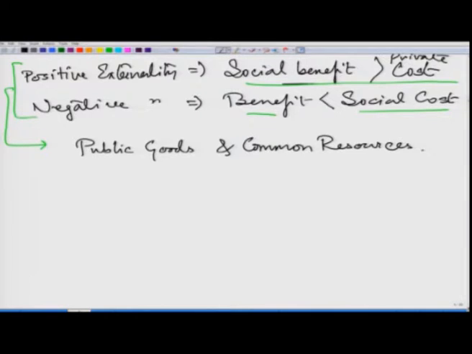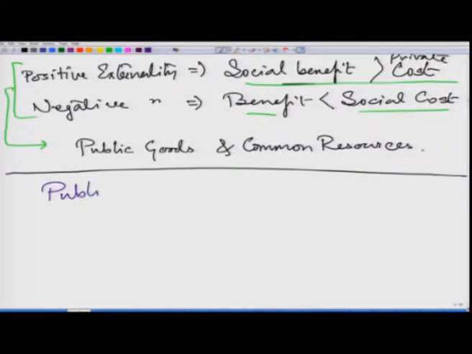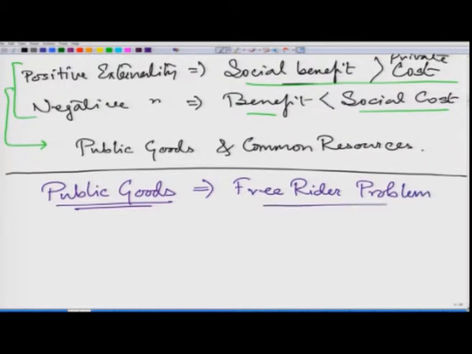The first problem that public goods face is the free rider problem. Now, what does free rider mean? I ride a bike or a car every day with my friend or somebody, but I don't pay for the petrol or the diesel. I don't pay for the fuel, but I am getting free transportation. So that is a free rider problem.